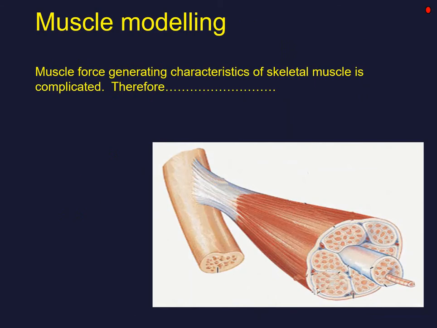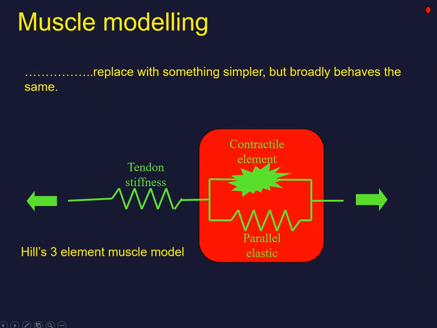Unfortunately, the force generating characteristics of human muscle is very complex, so therefore we do the only reasonable thing. We replace it with something much simpler. This is an example of replacing the complex characteristics of the muscle with something much simpler. We replace the actual muscle with an in-series tendon stiffness, some idealised contractile element, and we put an elastic element in parallel with it. This is Hill's 3-element muscle model.